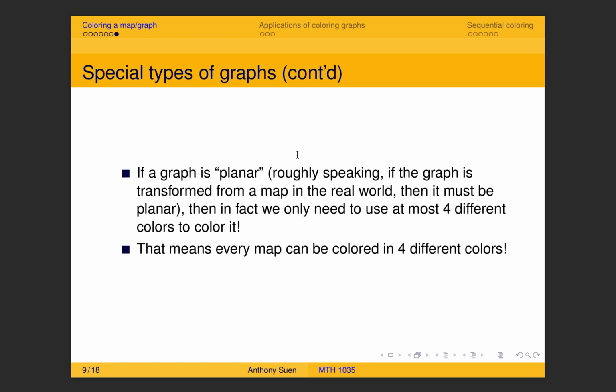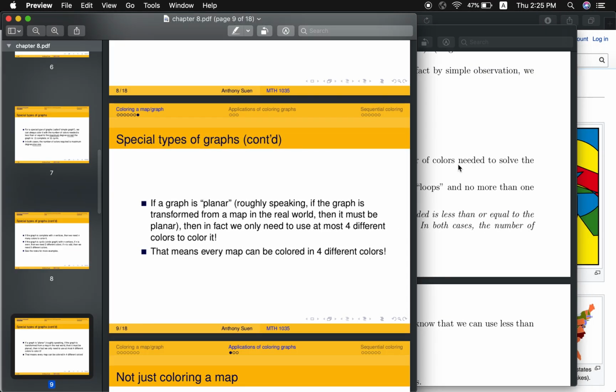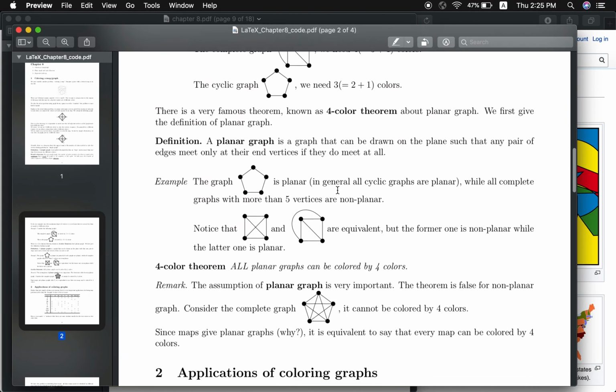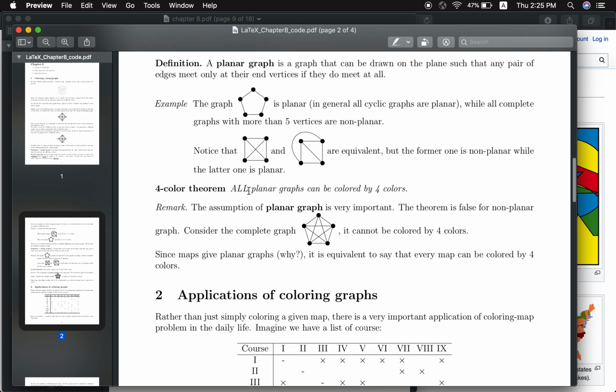Then, in fact, we only need 4 different colors. This is what I told you at the very beginning of the video, because there's a name for that theorem, which is called the 4-color theorem. Let me show you what I mentioned in the notes. 4-color theorem: all planar graphs can be colored by 4 colors.